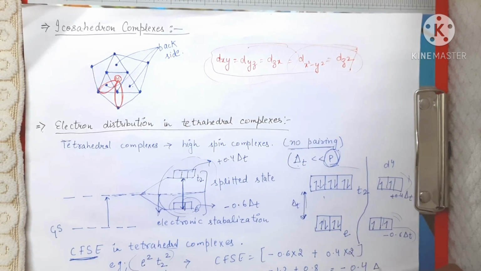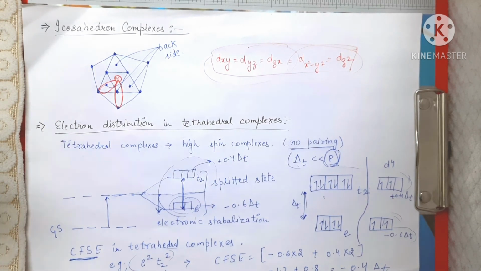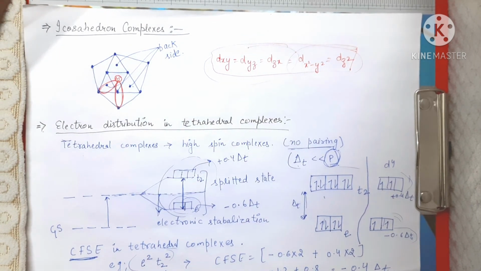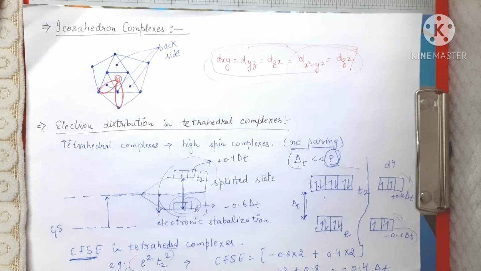Here there is no concept of pairing energy, and that concept of pairing energy will start in the case of octahedral complexes. For calculating the CFSE of octahedral complexes, we always have to take care of the pairing energy. That also contributes to the CFSE in the case of octahedral complexes, but not in the case of tetrahedral complexes. So this is so far about the tetrahedral complexes.